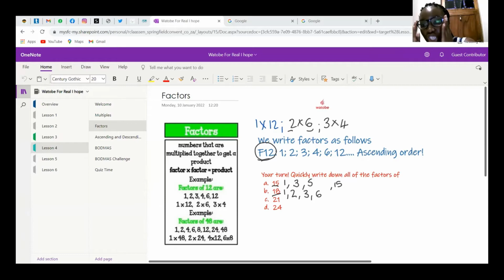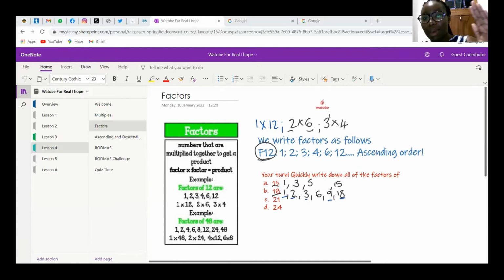And the way we can check for this is if we take all these numbers and see if we can multiply them together to give us 18. So 1 times 18 will give me 18, and 2 times 9 will give me 18, and 3 times 6 will give me 18. Well done, Ethel. Amazing stuff.